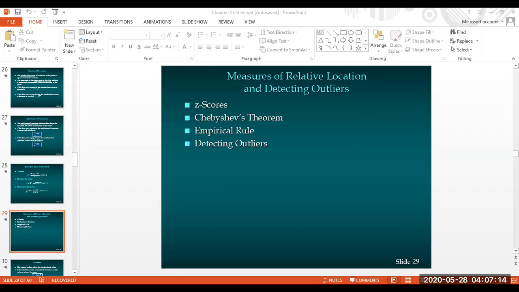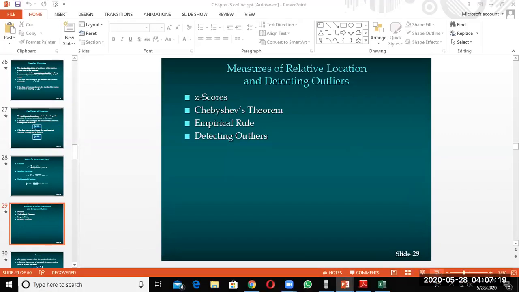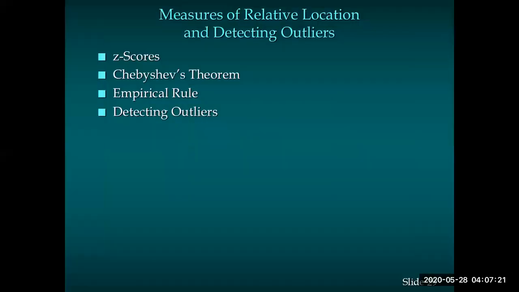So I'm going to speak about the same chapter number 3, and we have covered a few topics in this chapter. So I'm starting the measures of relative location and the detection of outliers, and later in the chapter we'll be discussing the association and correlation between two variables. So in this session, I'll be speaking about the z-scores, the Chebyshev's theorem, the famous empirical rule, and then we'll be detecting a few outliers if there are any in the data set.